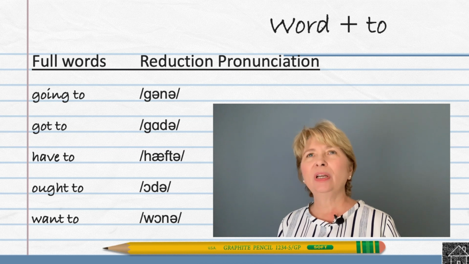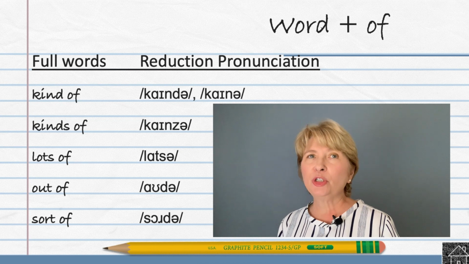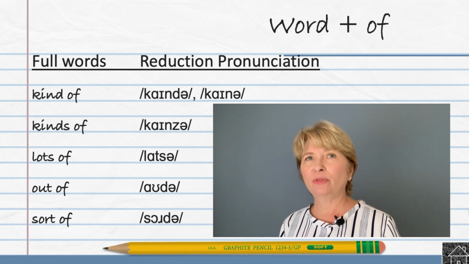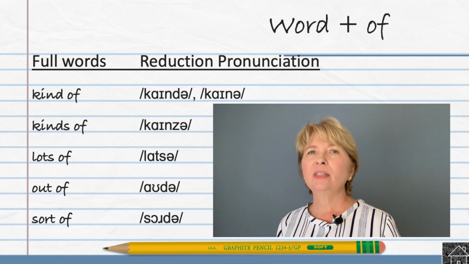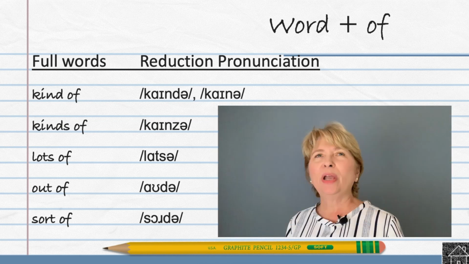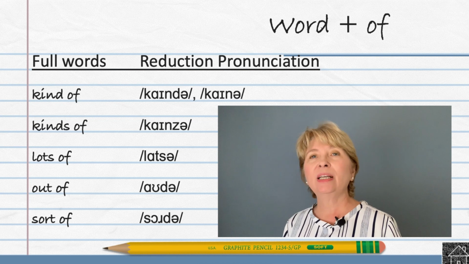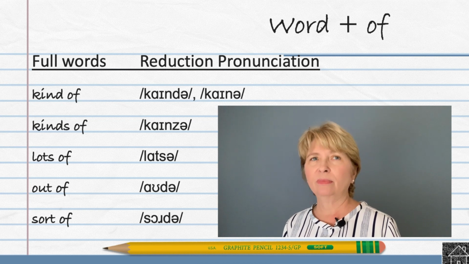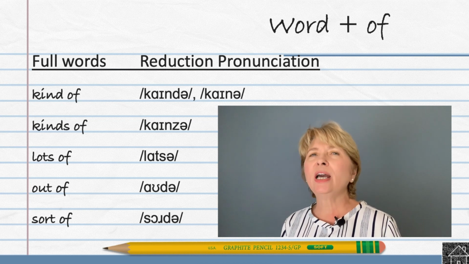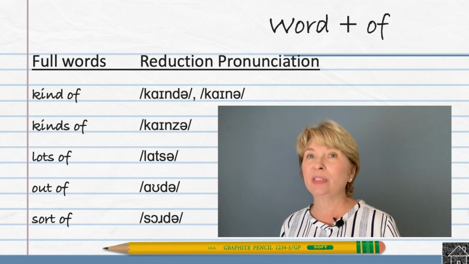The next group is various words with the preposition of. The first one is kind of, and it sounds like kinda. This pronunciation is kind of easy. Sometimes we'll just say kinda. If we add an S to this, it sounds like kindsa. Remember, voiced sounds together and voiceless sounds together. I saw all kinds of cheeses in France when I was there last year.